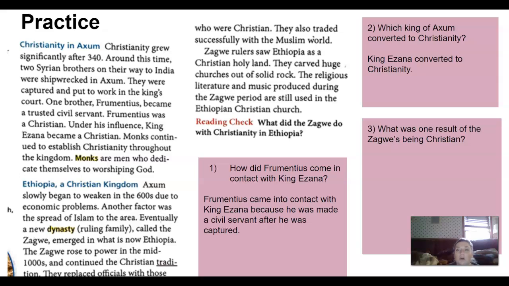So what was one result of the Zagwe's being Christian? Think about it: the Zagwe are Christian, they come into power. What happens to Christianity? Inevitably, Christianity spreads. Christianity basically becomes the country's religion.